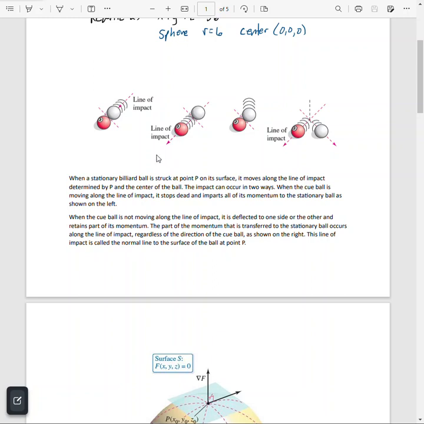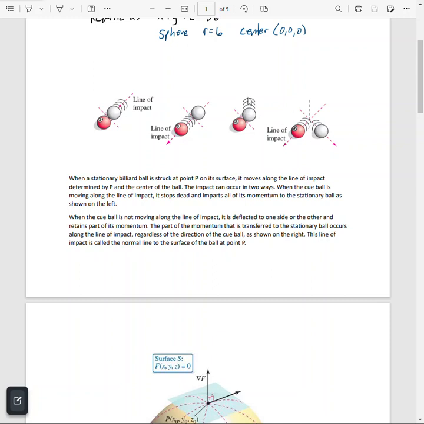The momentum is imparted to the other ball. But what if we're not hitting directly in the line of impact? A glancing blow. When the cue ball is not moving along the line of impact, it's deflected to one side or the other and retains part of its momentum. The part of the momentum that is transferred to the stationary ball occurs along the line of impact.